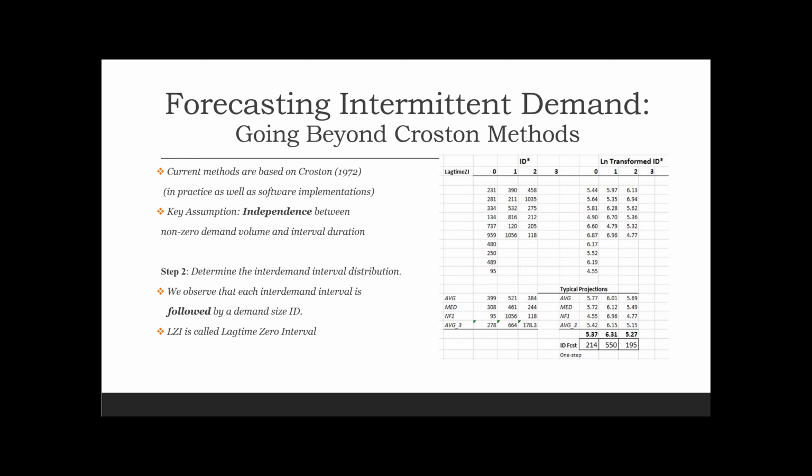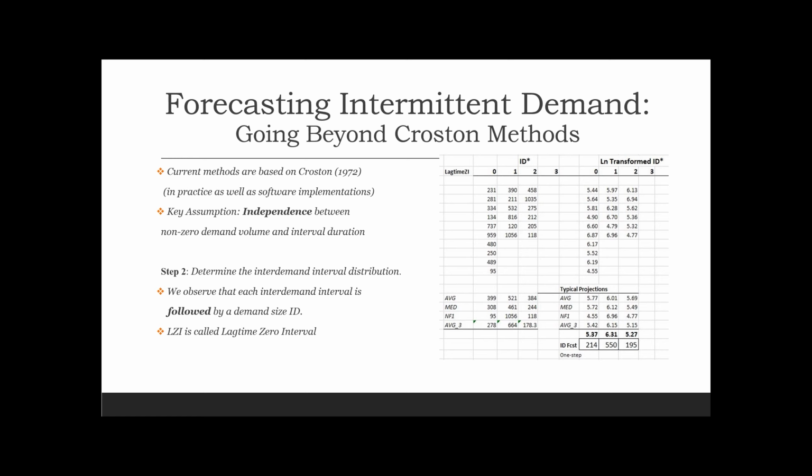I denote it by LZI in this data set. There are 3 LZI intervals with the following distribution. LZI 0 has 10 occurrences, LZI 1 has 6 occurrences, and LZI 2 has also 6 occurrences. Thus, the empirical frequency distribution for demand size given LZI is shown in the left panel, and on the right panel we show the conditional distribution for log demand size given LZI.